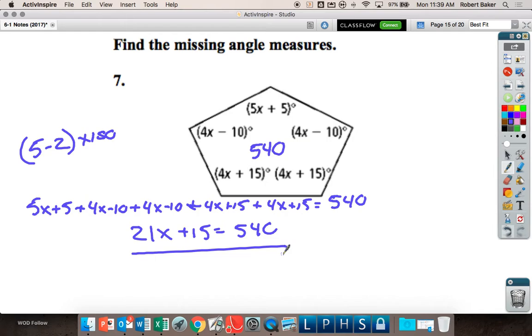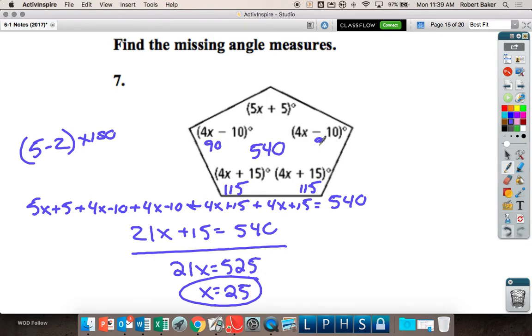Yes. Subtract 15 from both sides. Divide both sides by 21. Oh, I got it. That's not the answer. No one cares about that answer. Find the missing angle measures. You have to plug them back in. 115, and then that is 130.